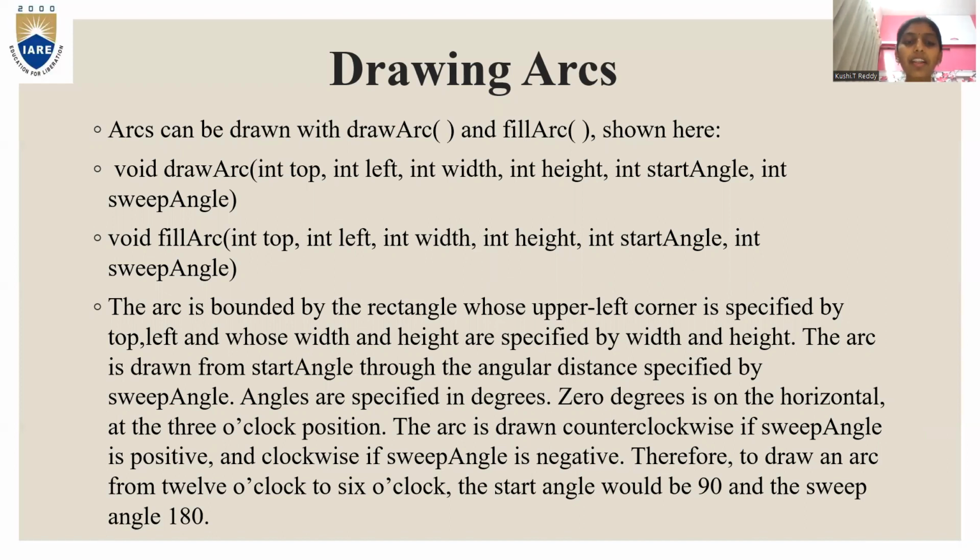The arc is bounded by the rectangle whose upper left corner is specified by top, left, and whose width and height are specified by width and height. The arc is drawn from the start angle through the angular distance specified by the sweep angle. Angles are specified in degrees. 0 degrees is on the horizontal at the 3 o'clock position. The arc is drawn counterclockwise if the sweep angle is positive and clockwise if the sweep angle is negative. Therefore, to draw an arc from 12 o'clock to 6 o'clock, the start angle would be 90 and the sweep angle would be 180.